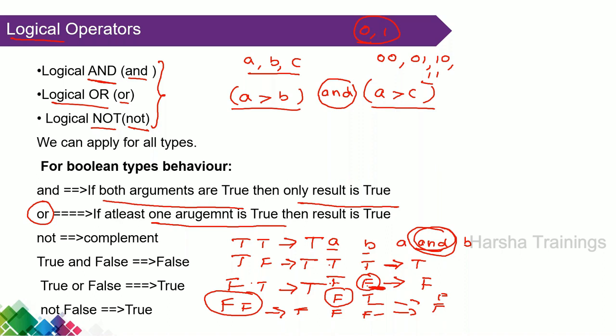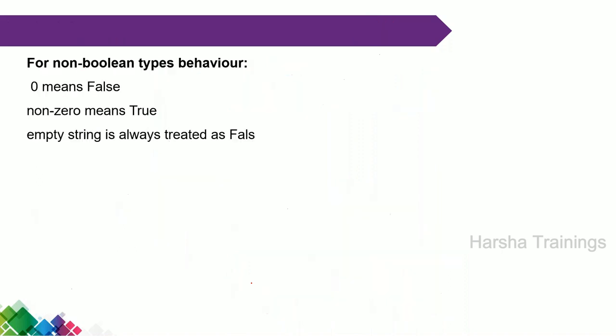Simply, not means if it is true, convert it to false. If it is false, convert it to true, exactly the reverse.